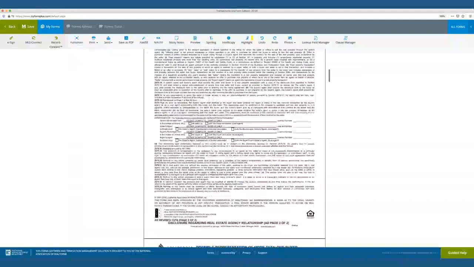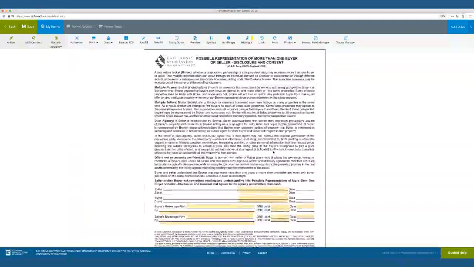So then the next form is the possible representation of more than one buyer or seller, disclosure and consent. Now, once again, we're talking about the brokerage. So I had somebody leave me a message today about a tenant who didn't really want to sign this because it really has nothing to do with them, that he's their agent and he's only representing them. But that's not the case, because once again, we're talking about the brokerage.